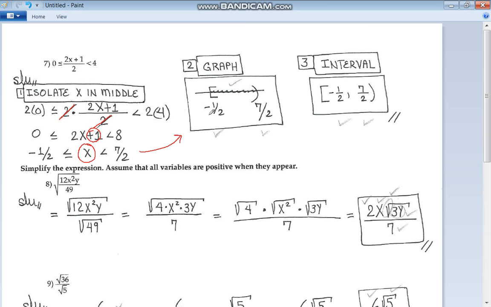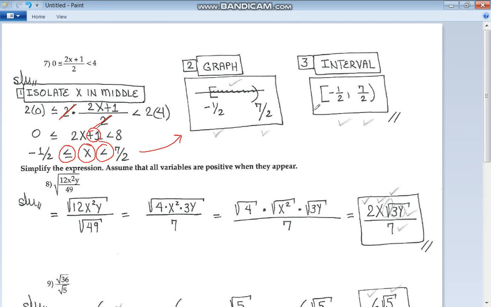The smallest value is -1/2. It's included because of the equal portion in the inequality sign. So we get a boxy bracket in our answer. And then we shade all the way up to 7/2, which has no equal portion in the inequality sign. So we use a round bracket and we shade in between.